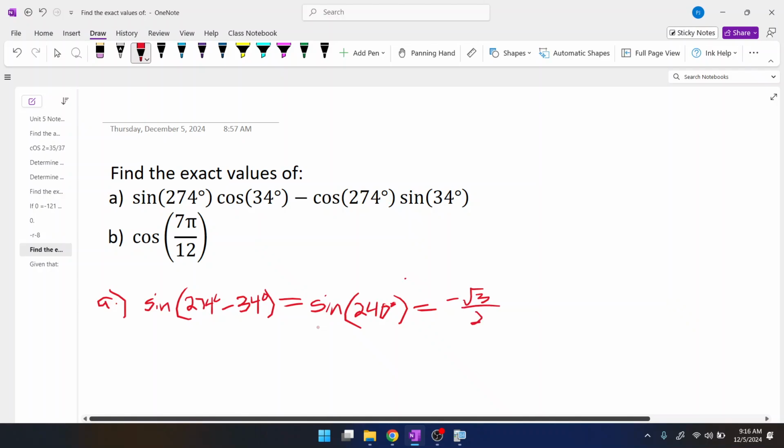All right, so what we want to do here now to find the cosine of, say, 7 pi over 12, we could probably split this off into 2 angles, or you could use a half angle identity or a double angle identity. So there's a couple of ways you could do this.